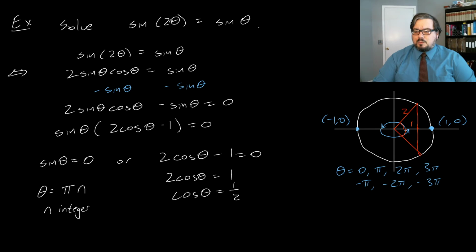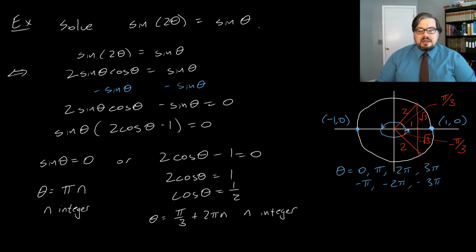So if we've got triangles here with a ratio of 1 and 2, we're going to get side lengths of square root of 3 and negative square root of 3 on the other side, and we see that our two angles here are going to be pi over 3 and negative pi over 3. And so just as we did before with solving equations, we get two solutions out of this. Theta is pi over 3 plus 2 pi n for n an integer, and theta is equal to negative pi over 3 plus 2 pi n for n an integer.